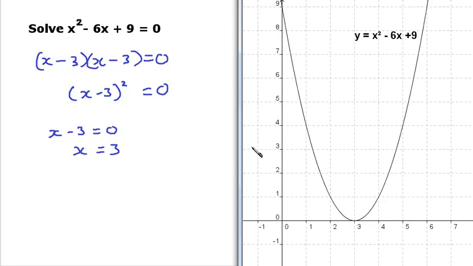And if we have a look at this on our graph here, we can see that our quadratic curve, when we plot it, doesn't cross over the x-axis, it only touches the x-axis. So it touches at the point 3, because we only have one solution, that's when x equals 3.